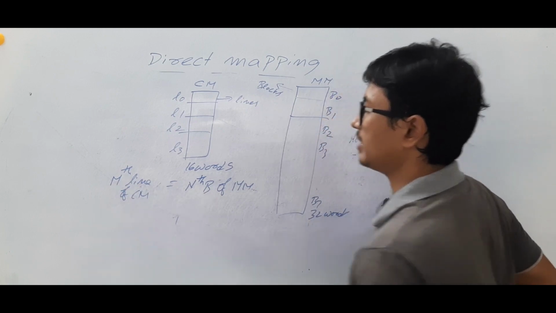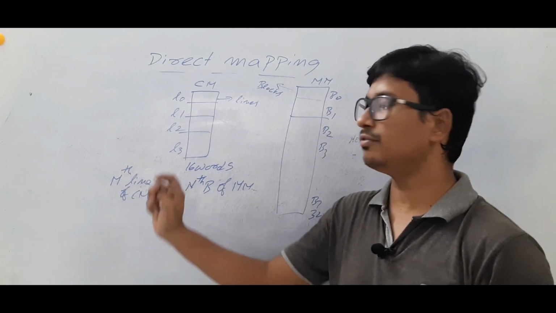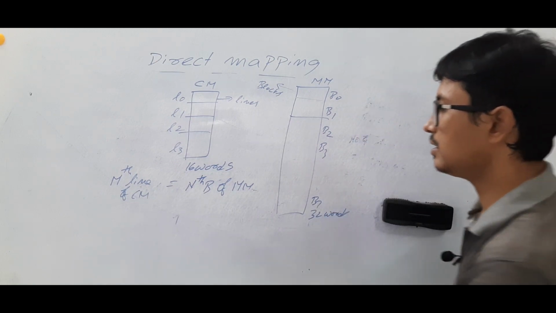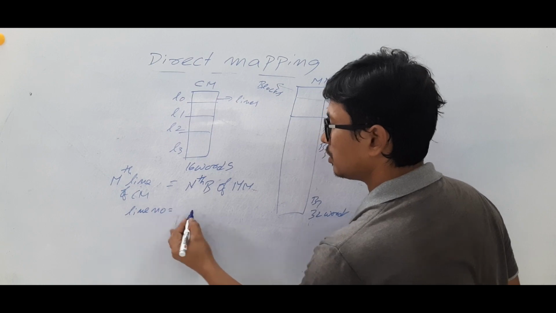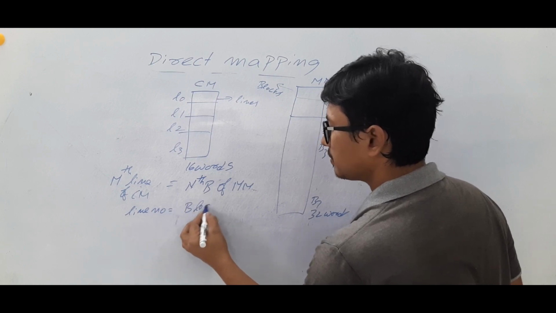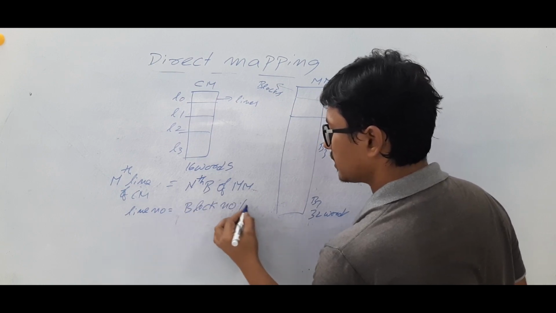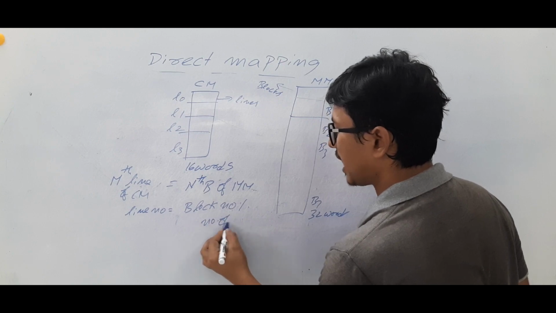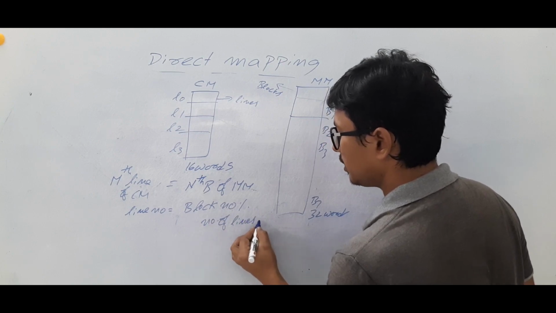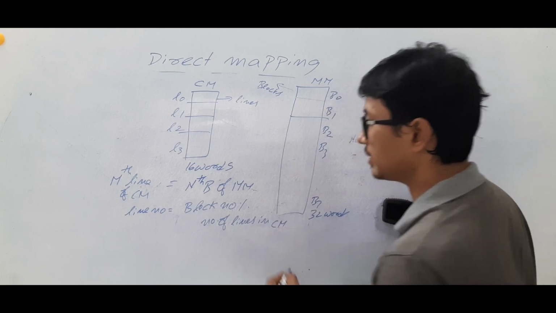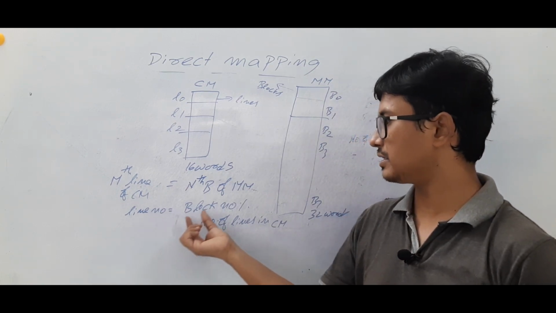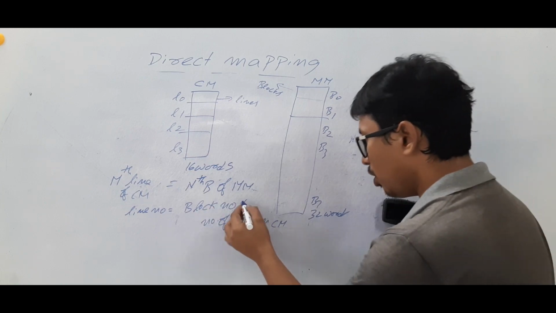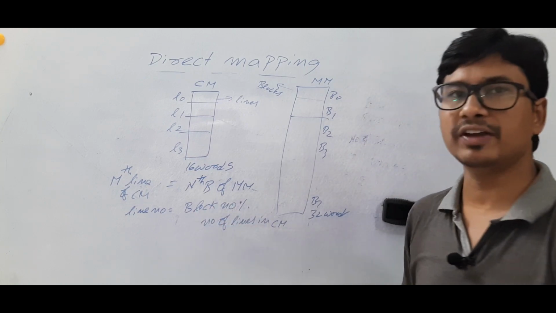How can I identify which line to keep the nth block of main memory in? Remember one thing: line number is equal to block number modulus number of lines in the cache memory. It is very simple. In which line you have to keep a block is block number modulus number of lines in the cache memory.